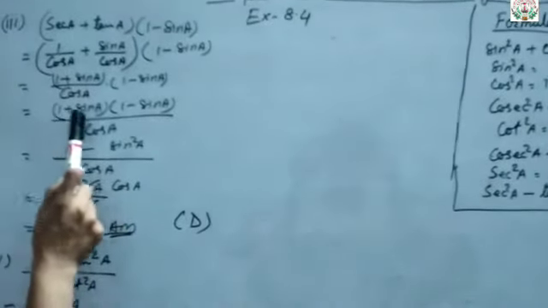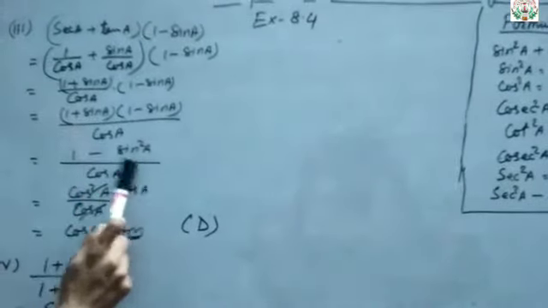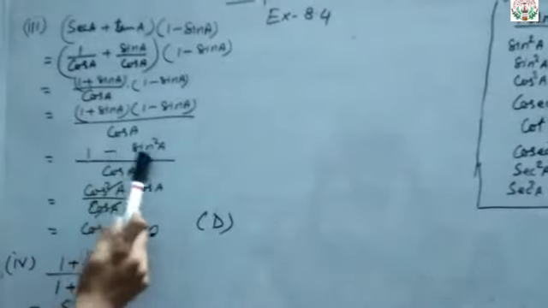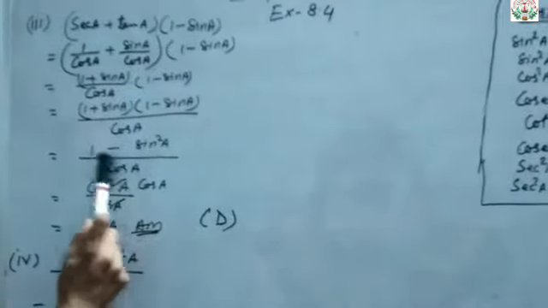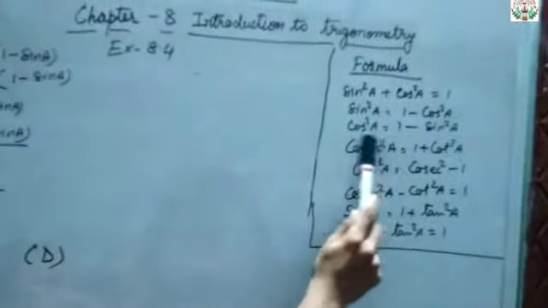So (A plus B) into (A minus B). What is the formula? A square minus B square. So A square means 1 square, which will be 1 only, minus sin square A. And the denominator is cos A. So for 1 minus sin square, we know the formula, it is cos square A.